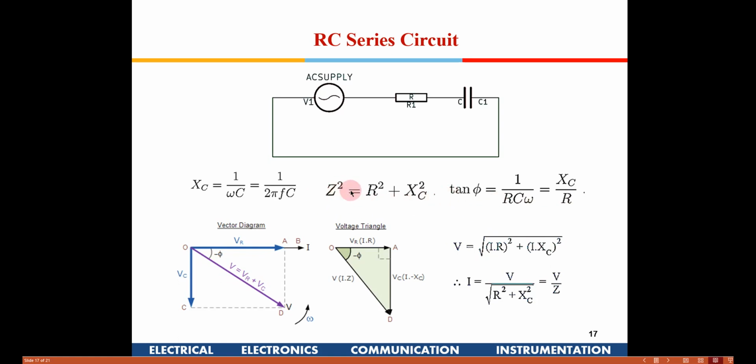So you have Z squared is equal to R squared plus X squared, and tan phi is equal to Xc divided by R. So Xc is nothing but 1 by C omega, right. So this equation gets modified accordingly. For current, we have V divided by root of R squared plus X squared. So instead of L omega, it becomes 1 by C omega. That's the difference which is going to come when we replace the inductor by a capacitor.